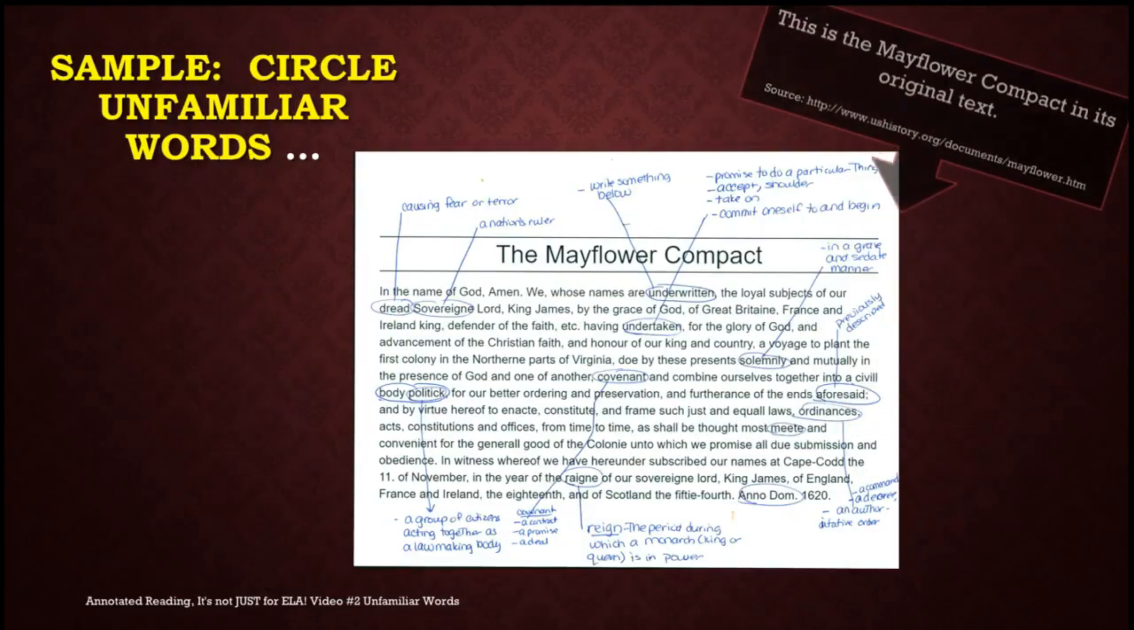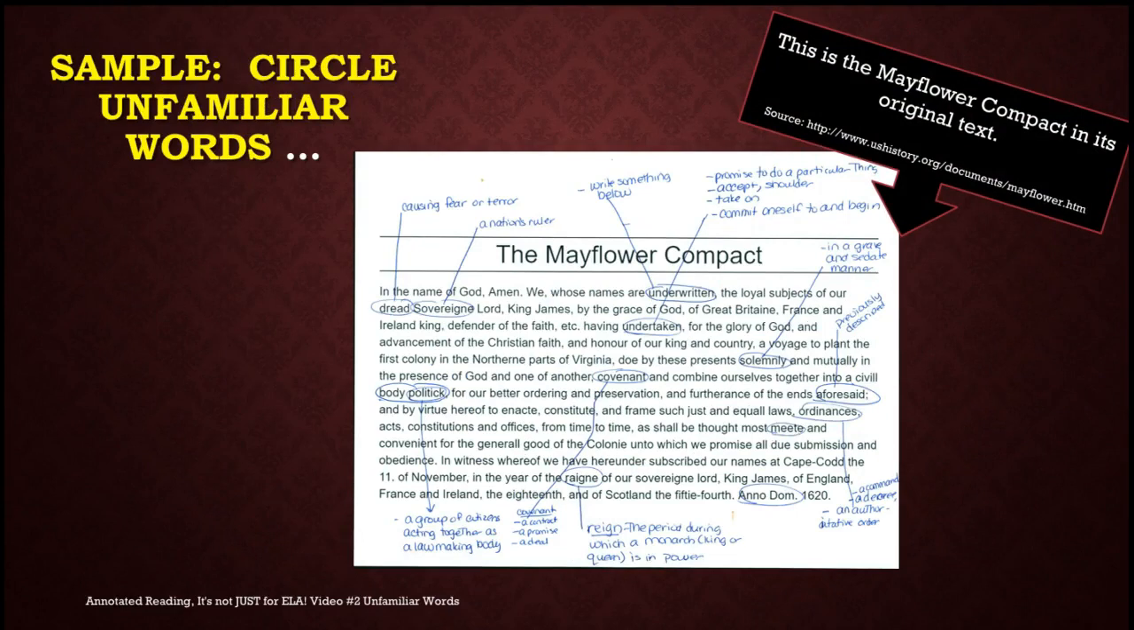When they get done, they've circled the words that they were not familiar with, and if you'll notice, the definitions are written in the margins. Well, if your students aren't able to write on it or write in the book, have them have a piece of paper and write the words down and then put the definitions there as well.